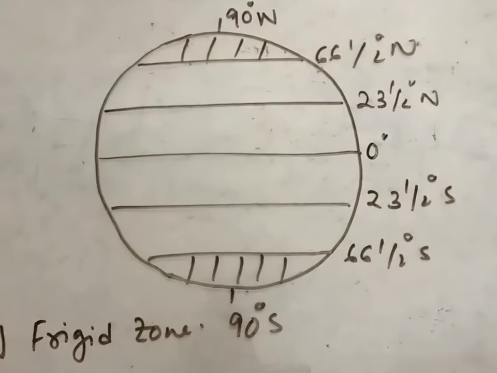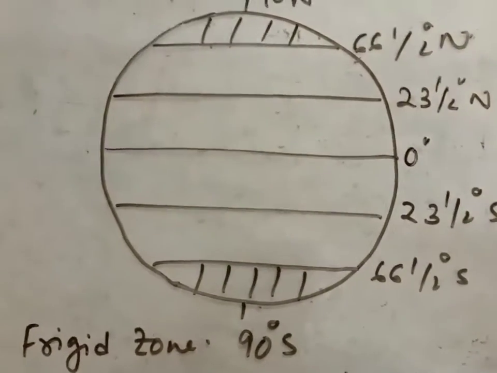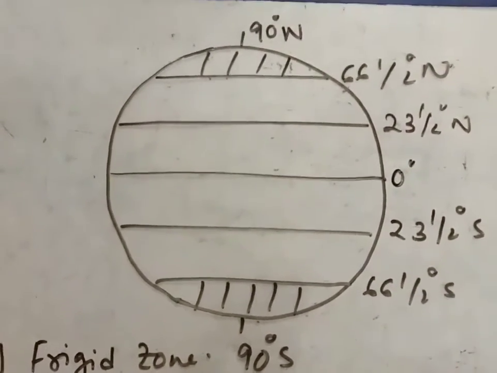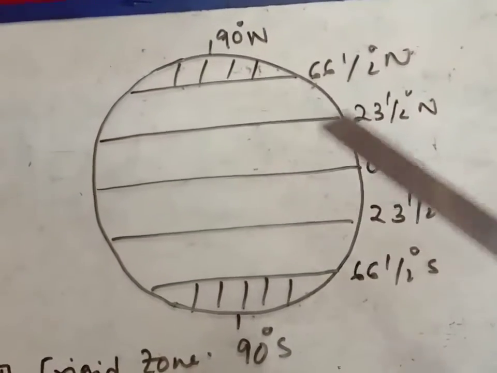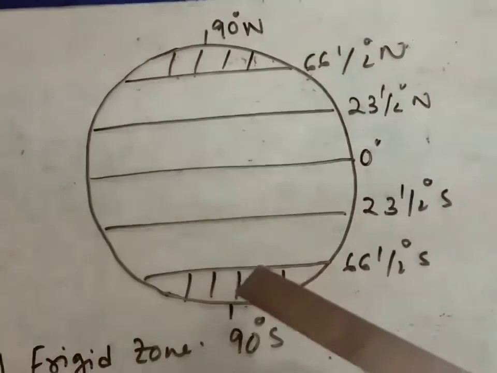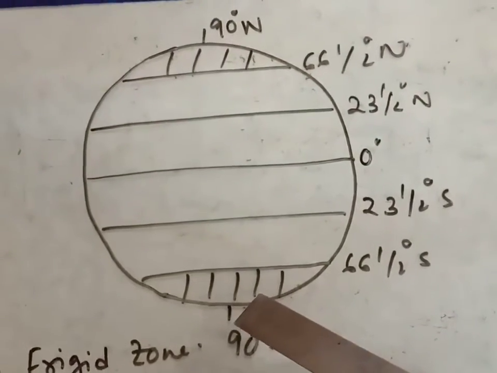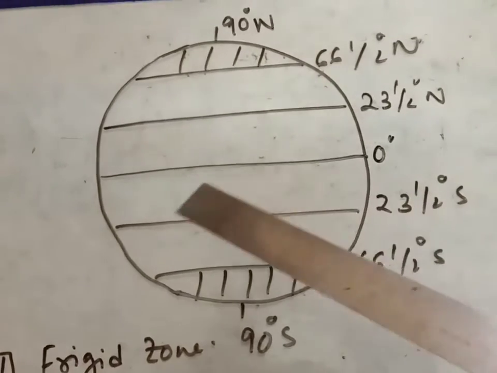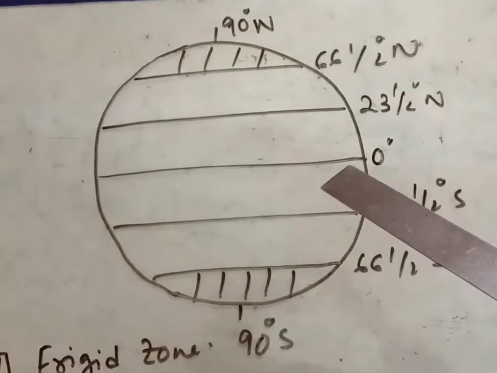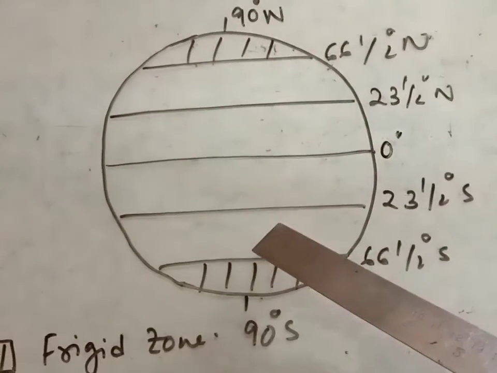Please look at the board. Here I have drawn the picture of the earth, and I have drawn some important latitudes of the world, and especially I have shown the frigid zone in the northern hemisphere as well as the southern hemisphere. You can understand this is 0 degree, that means equator, which is dividing the earth into two equal halves, northern hemisphere and southern hemisphere.